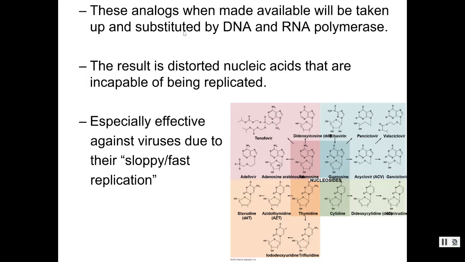When it does that, it's not identical, so that nucleic acid is going to be misshapen and it's not going to bind correctly. So I'm adding in mutations. The more AZT I have in there, the more it gets incorporated into these very quickly replicating bacteria and viruses, the more mistakes and mutations are going to be made, and the more likely that that virus or bacteria is not going to be able to replicate and it's going to die. So that's how nucleic acid analogs work. They get substituted by these enzymes. The result is distorted nucleic acids that don't get replicated, and they die.